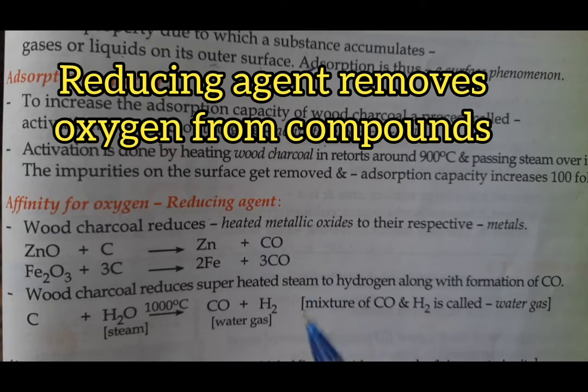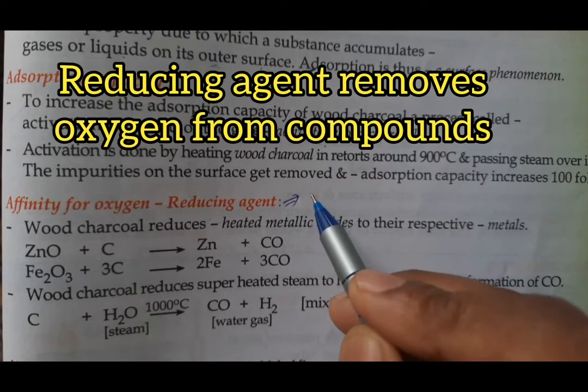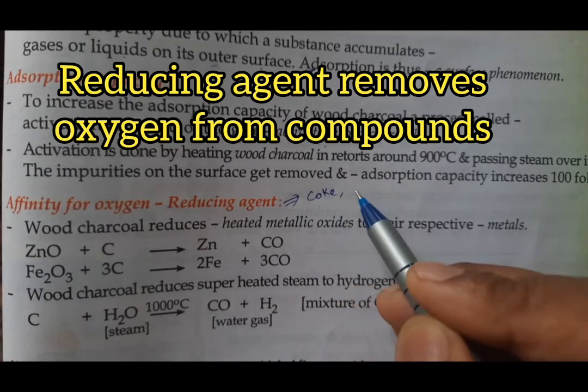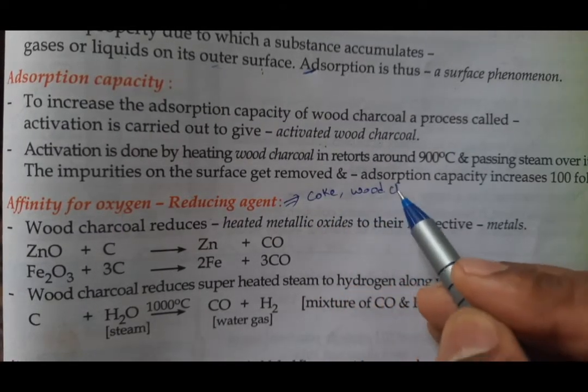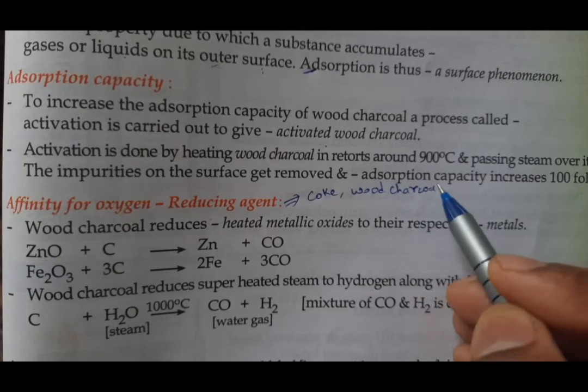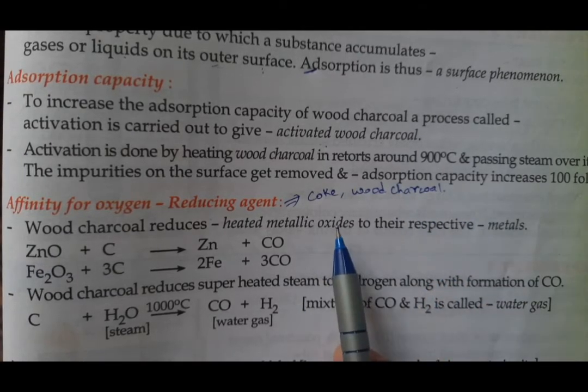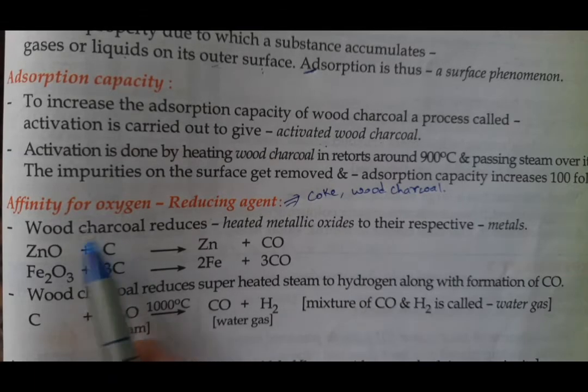If I ask you to name two reducing agents, one is coke, which we learned earlier, and the other one is wood charcoal. So these are the two examples of reducing agents, students. Remember that. And affinity for oxygen means they love oxygen, so they always gain it from others.